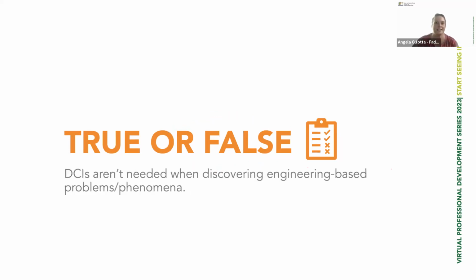All right, let's head to number 3, which is DCIs aren't needed when discovering engineering-based problems or phenomena. So again, just in case it boots you out when you're on the poll, DCIs aren't needed when discovering engineering-based problems or phenomena. True or false?